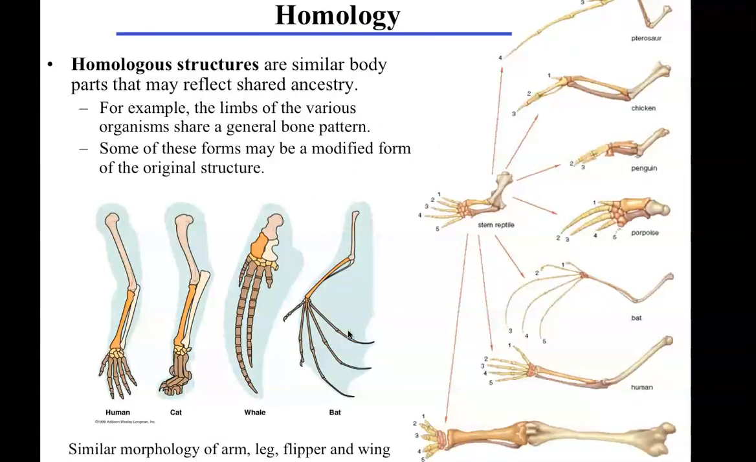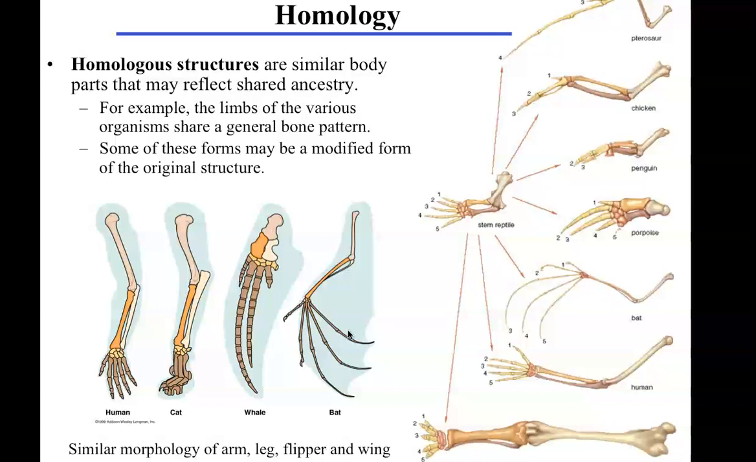So let's talk about some evidences of evolution. Again, this is straight from your textbook. So first is homologous structures. Homologous structures are body parts that have some similarities, and those similarities are thought to be because they both were passed along from a common ancestor.